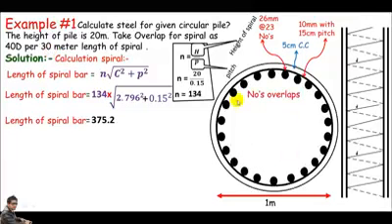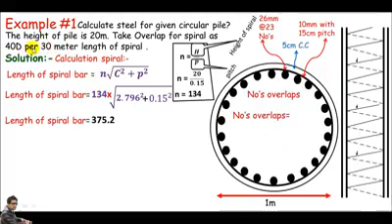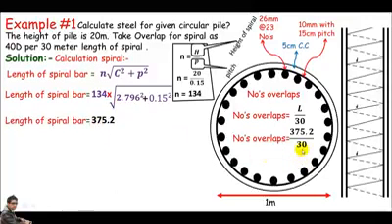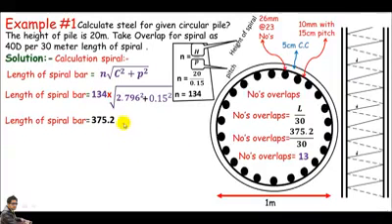The number of overlaps must be, look over here, one overlap per 30 meter. So I'll divide the length by 30, where L represents the length of the spiral bar. Plug in the length of the spiral bar given over here and divide by 30, and you must get 12.5. Let me round this up, so it's 13. I need to add 13 overlaps to the length of the spiral bar.